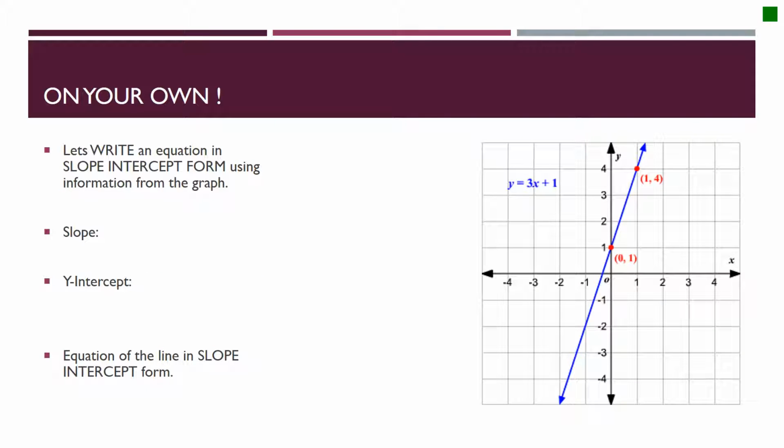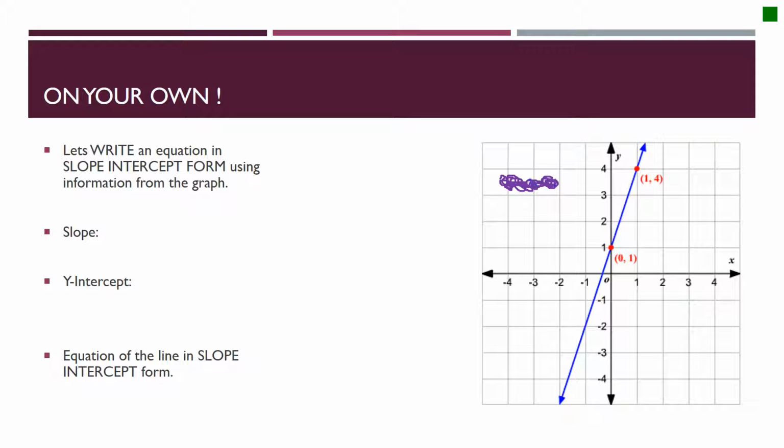So I want you to try this one on your own. This one is giving you 2 points. You should easily be able to find your slope, your y-intercept, and just substitute those values into the equation and go from there. Okay, I hope you had time to do this on your own.